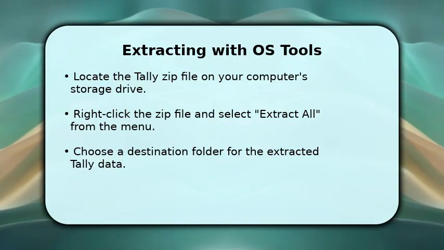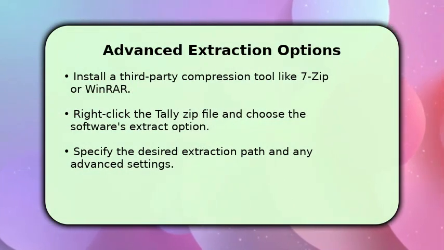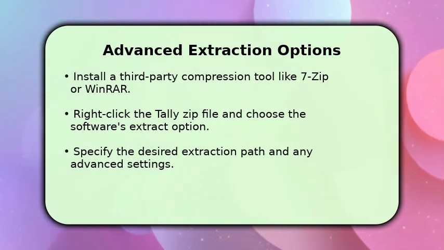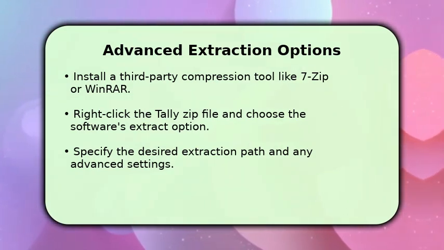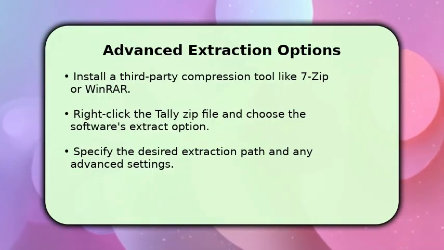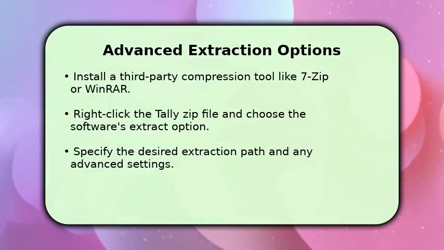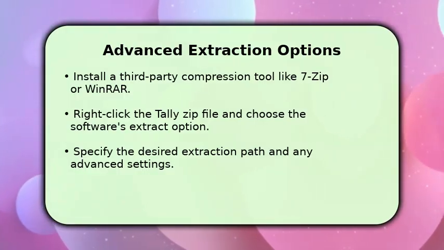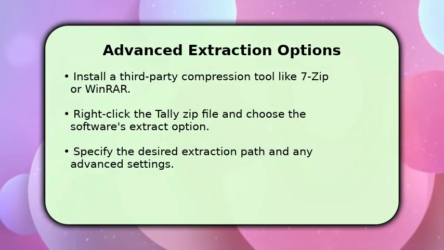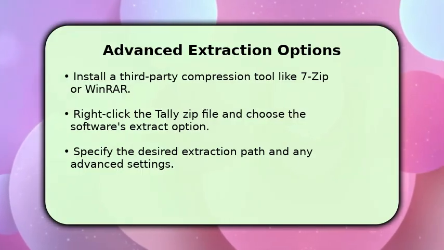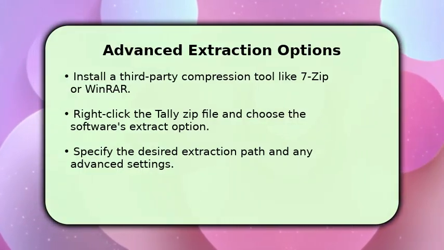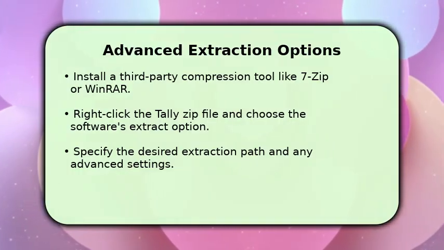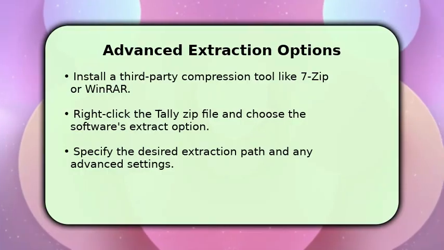few seconds. For more advanced options, or if you frequently work with compressed files, consider using third-party software such as 7-Zip or WinRAR. After installing your preferred application, simply right-click on the Tally zip file. You will see a new option in the context menu, usually named after the software, like 7-Zip or WinRAR. Select the extraction command, and you can then specify a destination folder and even apply advanced settings. These tools often offer faster extraction speeds and support a wider range of archive formats.